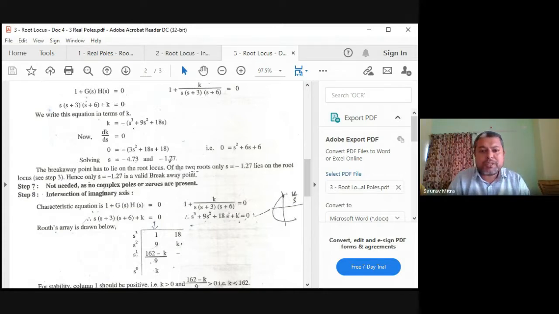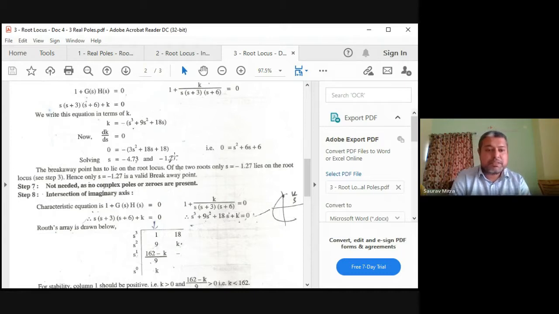So at minus 4.73 there is no root locus, because between minus 3 to minus 6 root locus is not there. The whole negative real axis except minus 3 to minus 6, that is the real axis root locus. So at minus 4.73 there is no real axis root locus, hence we are discarding minus 4.73. Hence there is only one breakaway point. For this case it is minus 1.27.